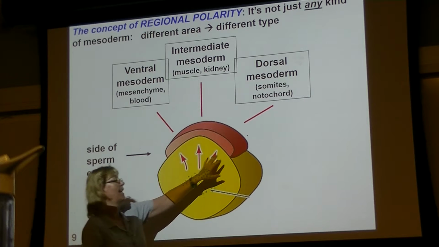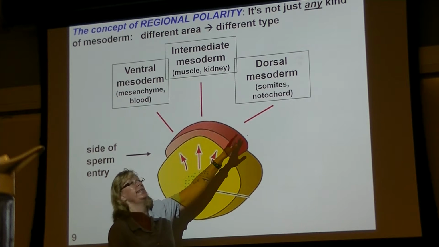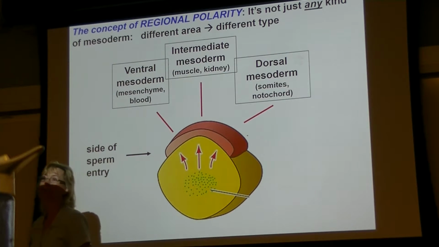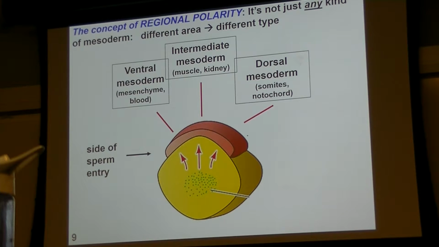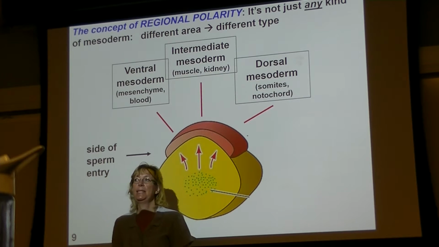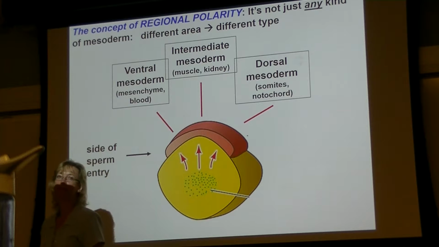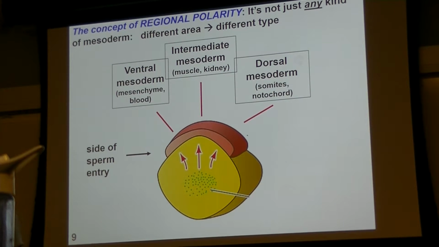So over here on the side opposite sperm entry, we see mesoderm that's more dorsal in character. And for example, that's going to be somites and notochord. And these are two structures that are characteristic of mesoderm in the dorsal portion of the embryo. And we'll find out later that somites become muscles and connective tissue in the back. And notochord is a temporary structure that runs along the very back of the embryo.